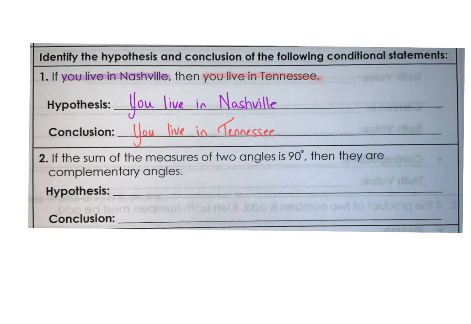What is your hypothesis? If the sum of the measure of two angles is 90 degrees, then they are complementary angles. What's your hypothesis? The hypothesis is that the sum of the measure of the two angles is 90 degrees. That statement right there is your hypothesis. So what is your conclusion? They are complementary angles, yes.